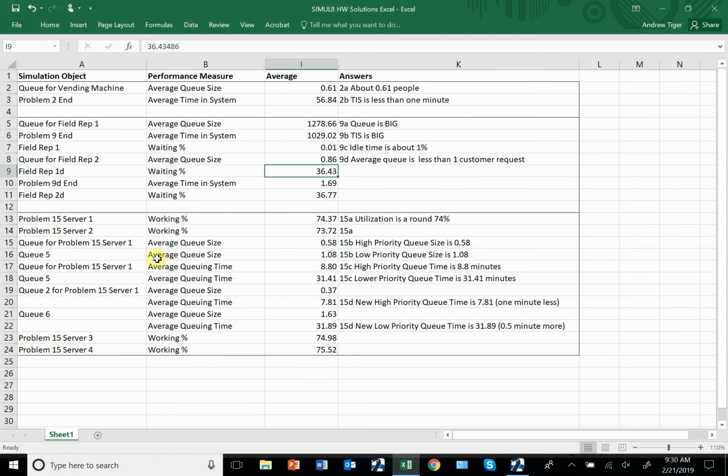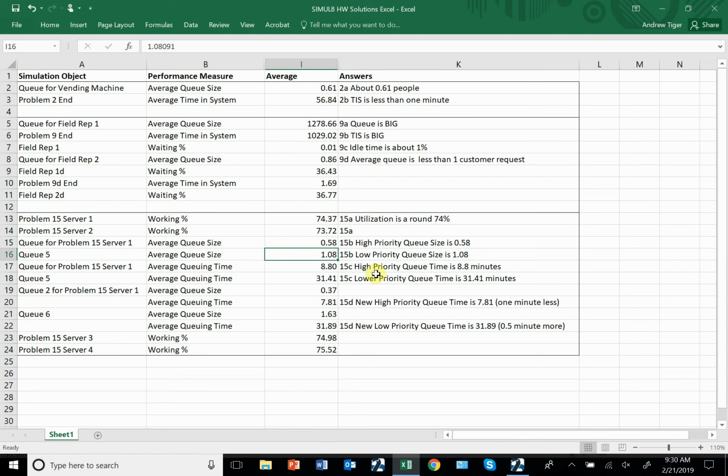Okay, that's that problem. And then problem 15, we have this high priority versus low priority, and for the first one, they're asking for system utilization. Well, if I take the average of these, it's about 74%. So the utilization is about 74% of the time that the workers are working. And then the average number of customers of each class that are waiting. For the high priority, it's less than a person, 0.58. And for the low priority, it's about 1.